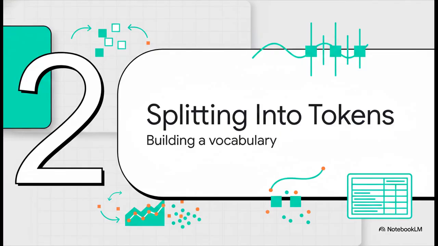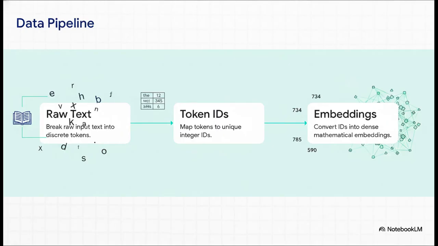Moving on to Section 2, splitting text into tokens, building a foundational vocabulary. You can think of this data preparation pipeline as 3 distinct logical phases. First, we take our raw text. For instance, our source material uses Edith Wharton's short story, The Verdict, as a great sample data set. We take that text and break it into discrete chunks called tokens. Second, we map those tokens to unique integer IDs. And finally, in step 3, we convert those IDs into the dense mathematical embeddings we just talked about.